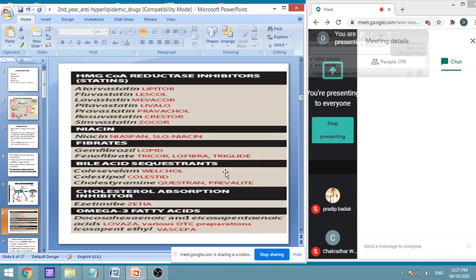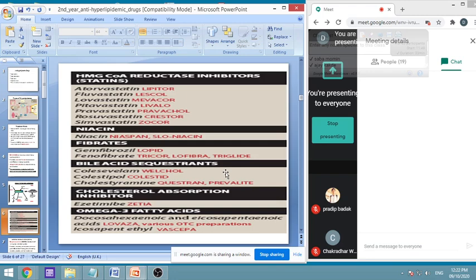Then next are bile acid sequestrants. As I told you, they improve the excretion of bile acids. They will not allow the bile acids to be absorbed again from the intestine. Examples are colesevelam, colestipol, and cholestyramine. They are also called bile binding resins. Then next is the cholesterol absorption inhibitor. If cholesterol is coming in food, ezetimibe is a drug which will block the absorption of cholesterol.